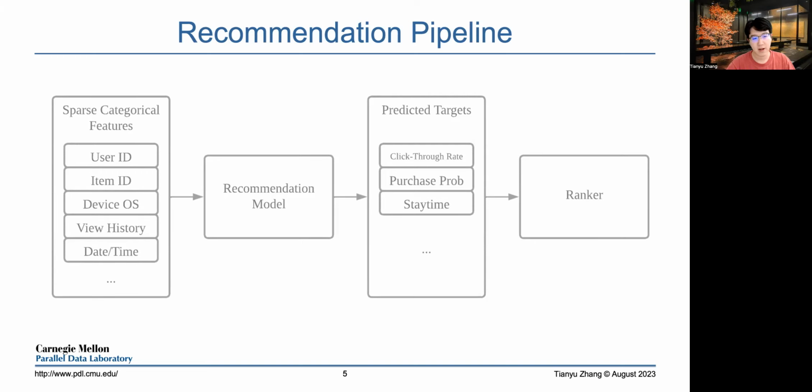These features are then fed into a recommendation model that spits out some predicted targets. For example, click-through rate or stay time for videos, and purchase probability for merchandise. These targets are then combined in some way into a single score that gets fed into the ranker, and the ranker ranks the items based on these predicted scores.